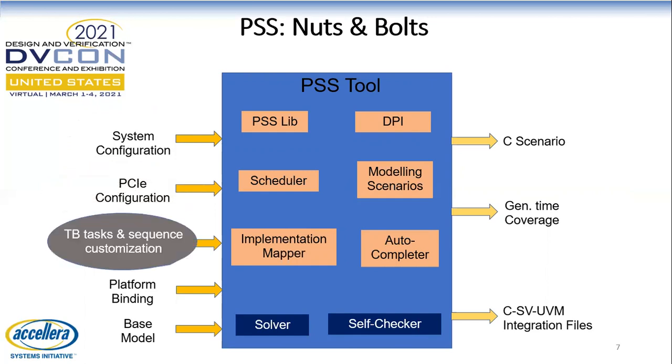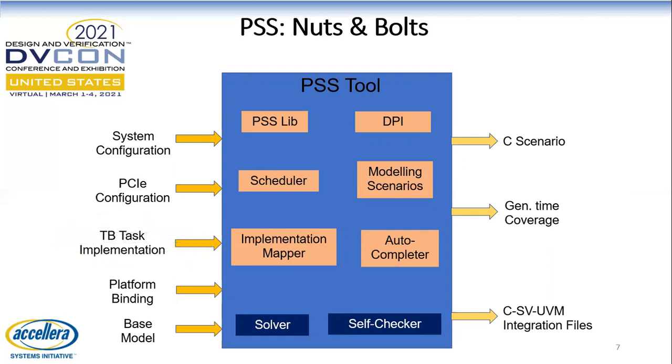Next is TB task implementation. To be compatible with PSS calls, the test bench tasks and sequences have to be customized and parameterized. Next one is platform binding. We use SV-UVM test bench and hence SV platform binding information has to be provided. I remind that PSS supports multiple platforms and hence we have to provide the platform binding information.